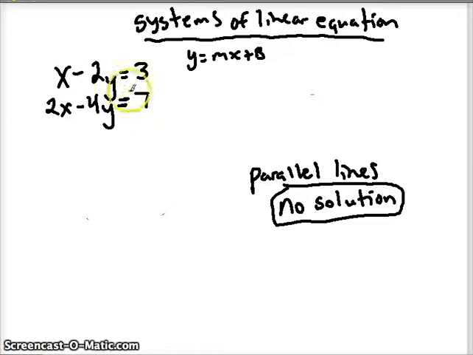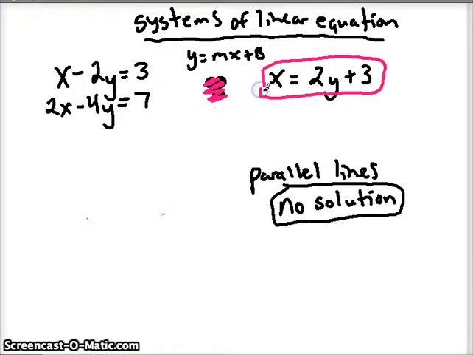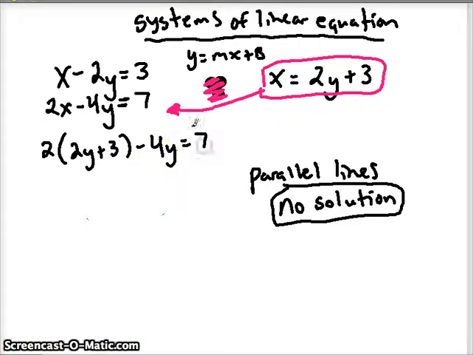So let's do that. Let's solve this first equation for x. So if I add 2y to both sides of the top equation, then I get x equals positive 2y plus 3. Alright, let's save that and let's substitute it into this equation right here. So now we have 2 times 2y plus 3 instead of x, minus 4y equals 7. Distribute, so 2 times 2y is 4y, 2 times positive 3 is positive 6.